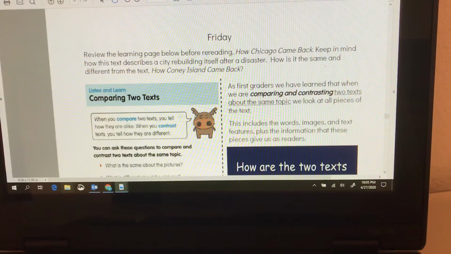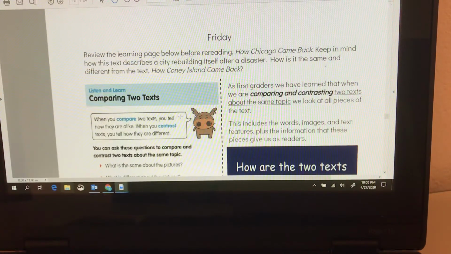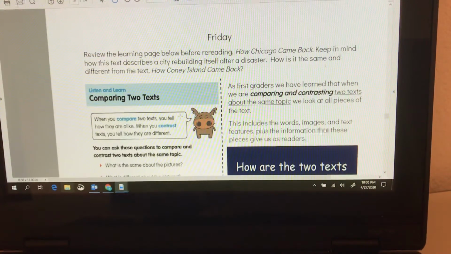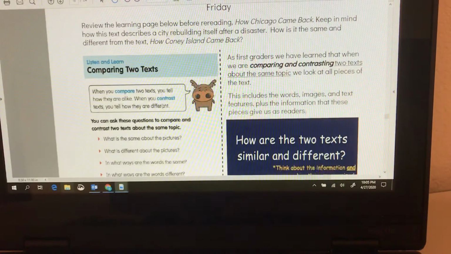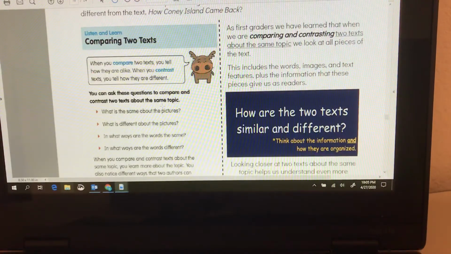All right, today we're going to compare and contrast information from two texts. You read this week two informational texts, one about Coney Island, one about Chicago. Okay, and we are going to compare the two texts. All right, so let's listen and learn.